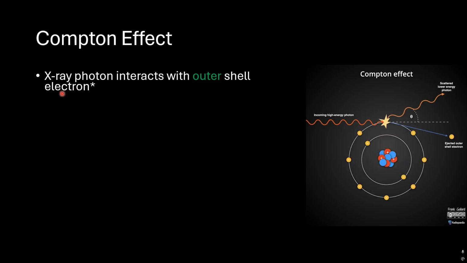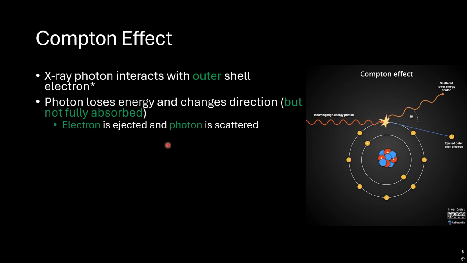Now we have the Compton effect. An X-ray photon interacts with the outer shell electron. As we can see, we have the oncoming photon. It will interact mainly with the outer shell electron. The photon loses energy and changes direction, but is not fully absorbed as in the photoelectric effect. Our incoming photon will hit the electron and eject that electron away from the atom, but we still have some remaining energy in that photon, and it will travel in a different direction. The electron is ejected and the photon is scattered.